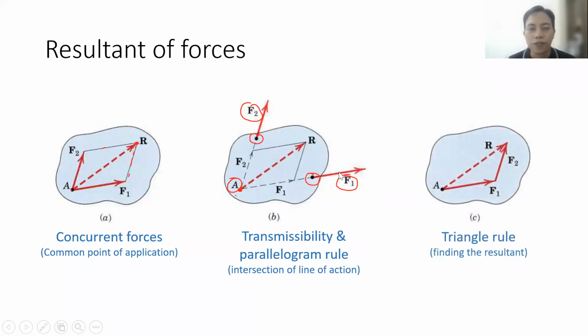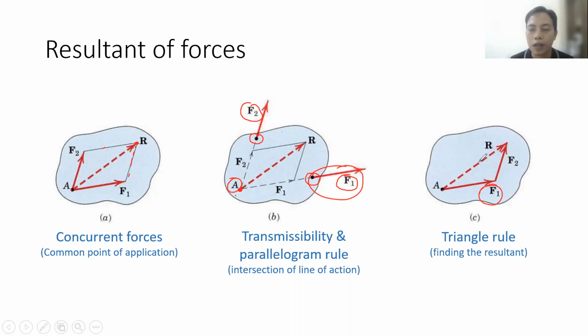Or we can also find the resultant from the triangle rule. But we have to be careful. We have to apply the principle of transmissibility. So for example, here we have F1 and F2. We remove or reposition F1 into point A. So we have the new location of F1 at point A.